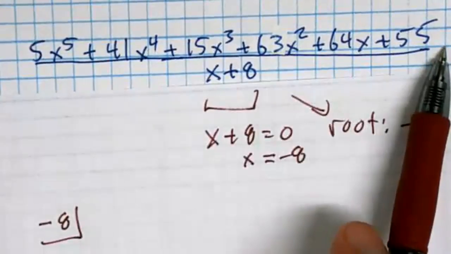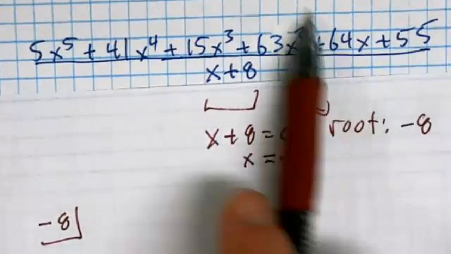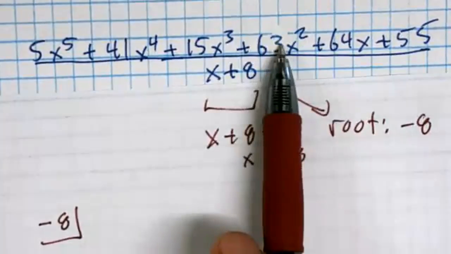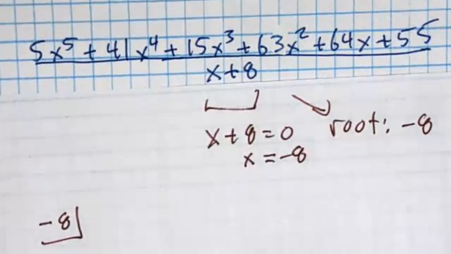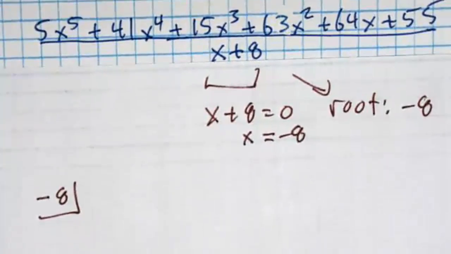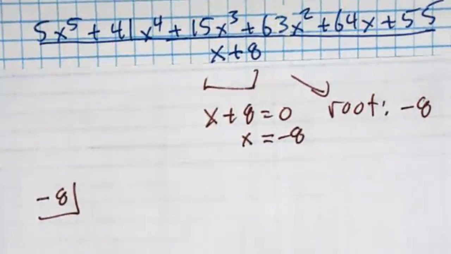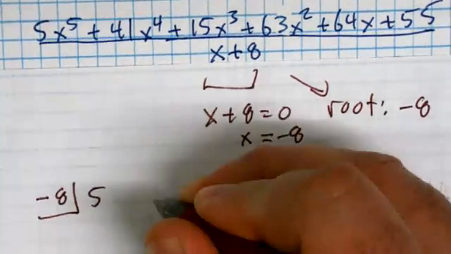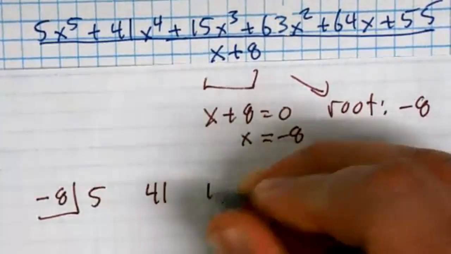Do you know what I mean by missing terms? Like if there hadn't been an x squared term in here, we need to insert a 0 in that spot. I encouraged you to do this when we were talking about long division. It is absolutely necessary when you're doing synthetic division. The number one source of errors with synthetic division is people forgetting to put those zeros in.